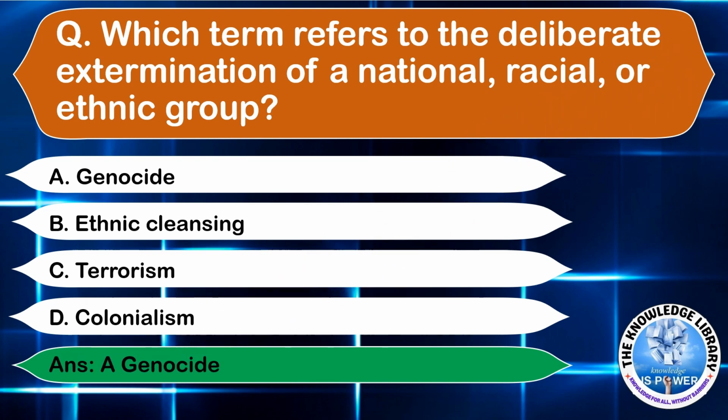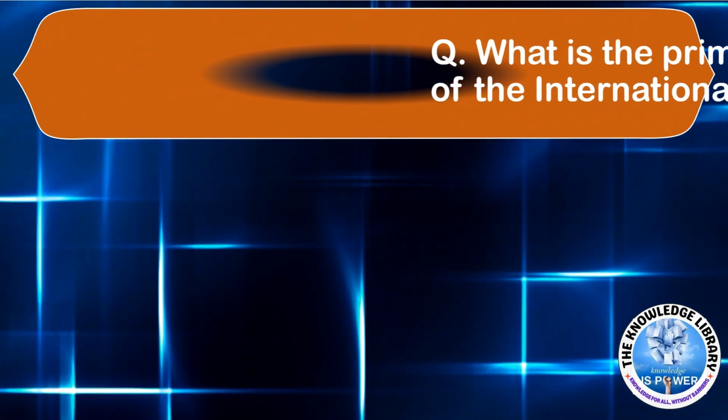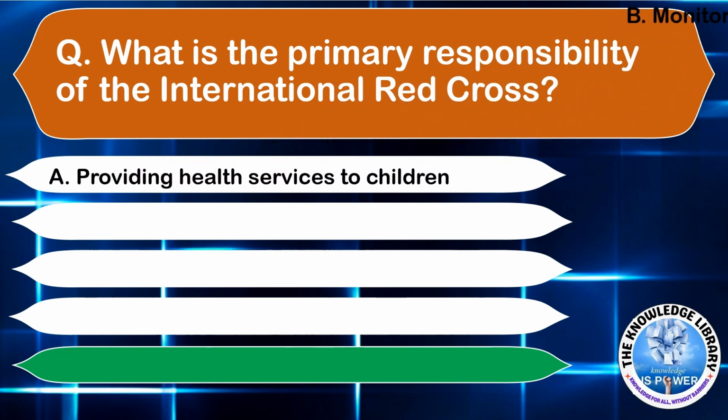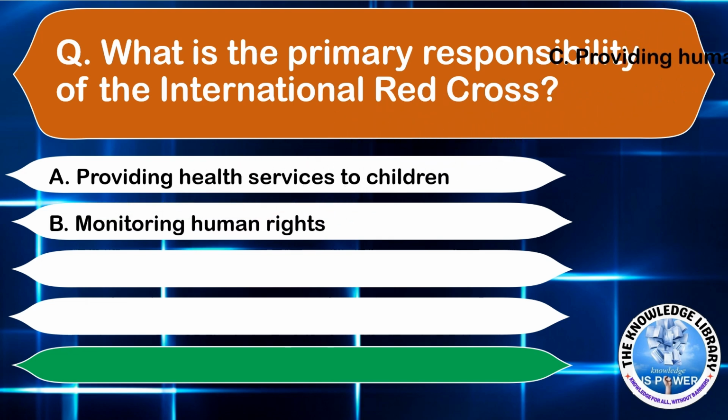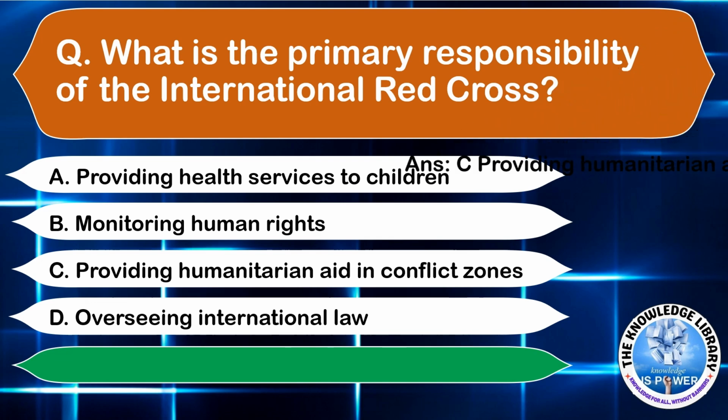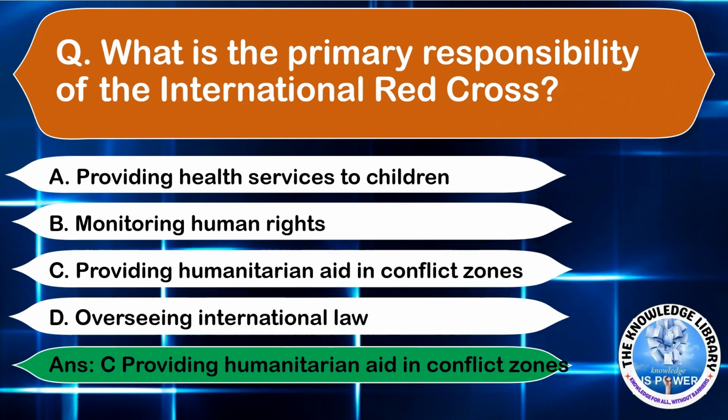Next question is, what is the primary responsibility of the International Red Cross? Option A, providing health services to children. Option B, monitoring human rights. Option C, providing humanitarian aid in conflict zones. Option D, overseeing international law. Correct answer is option C, providing humanitarian aid in conflict zones.